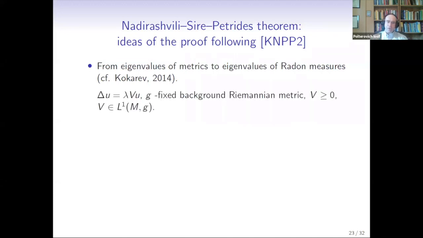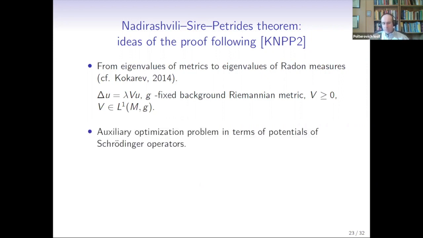So basically, in practice, this means the following. Since we're constrained to a given conformal class, we fix a background Riemannian metric, which is an honest Riemannian metric, say a metric of constant curvature. And we look at the following eigenvalue problem. We take a function v, which is non-negative, say in L1. This v represents, if you wish, the conformal factor, and it will also be responsible for the corresponding measure associated with this problem. So this is no longer an eigenvalue problem for a metric, but rather an eigenvalue problem for a measure.